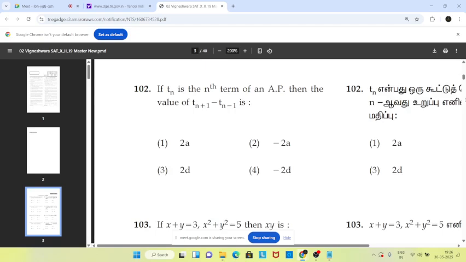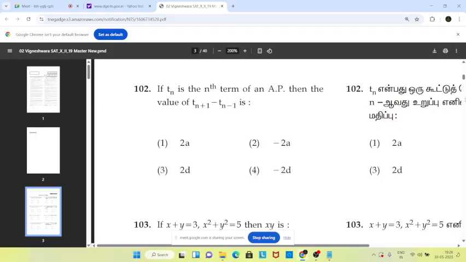Can anybody read this? Question 102. I will read. If Tn is the nth term of an AP, then the value of Tn plus 1 minus Tn minus 1 is.